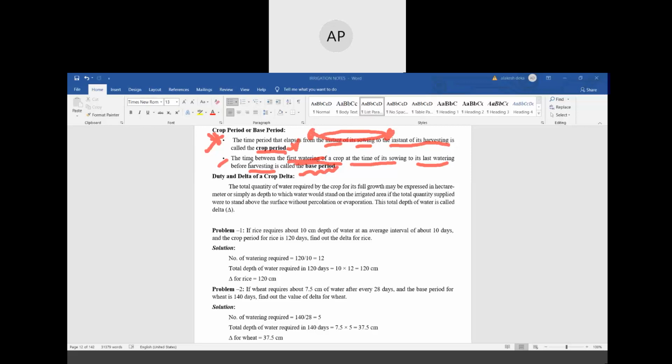And next is base period. The time between the first watering of a crop. Suppose you have sown some crops in a field and you have added water for the first time. That time to the last watering before harvesting. After 6 months, suppose all the crops are grown and ready to harvest and you have given some last watering, that is your base period.